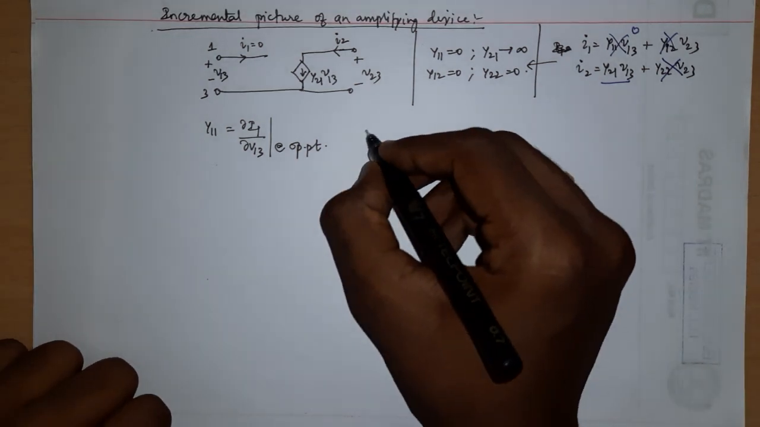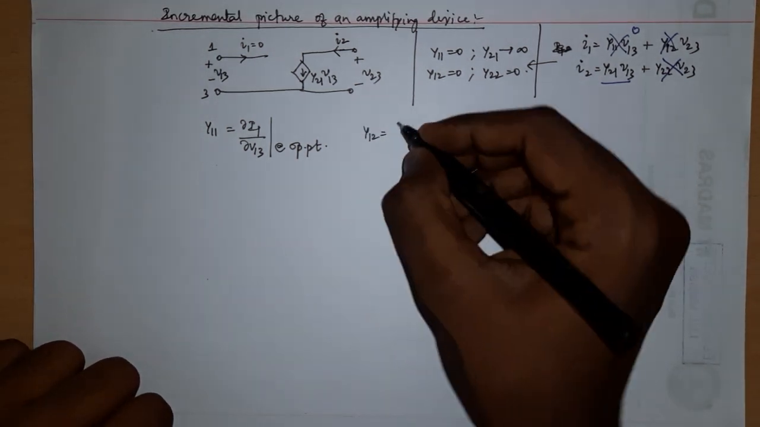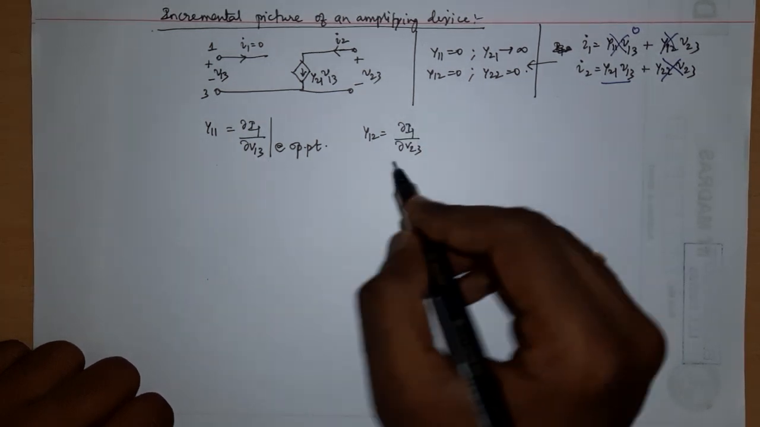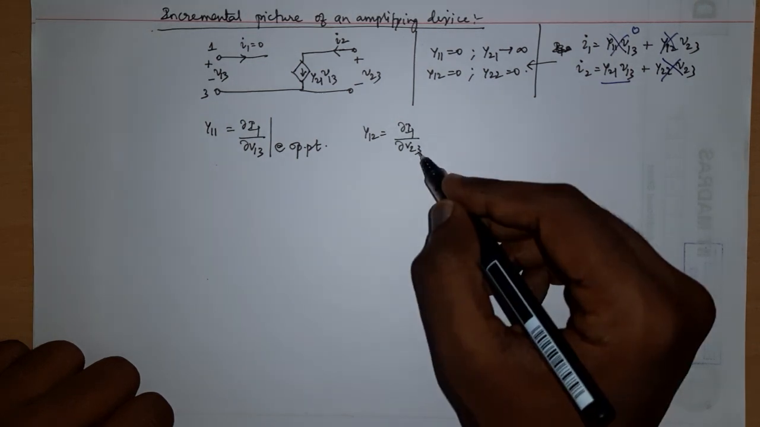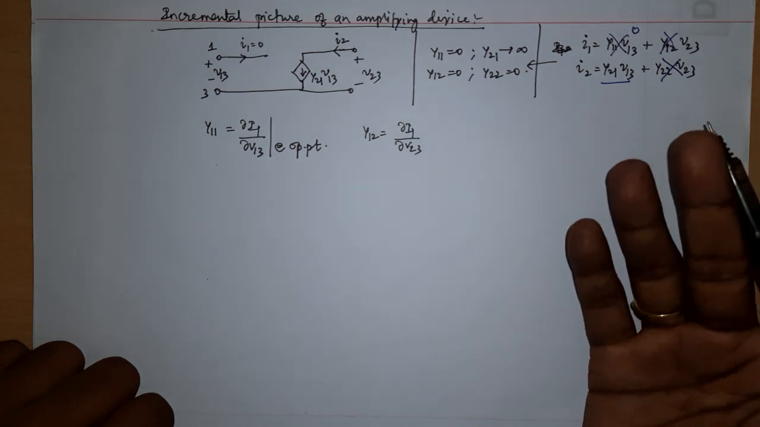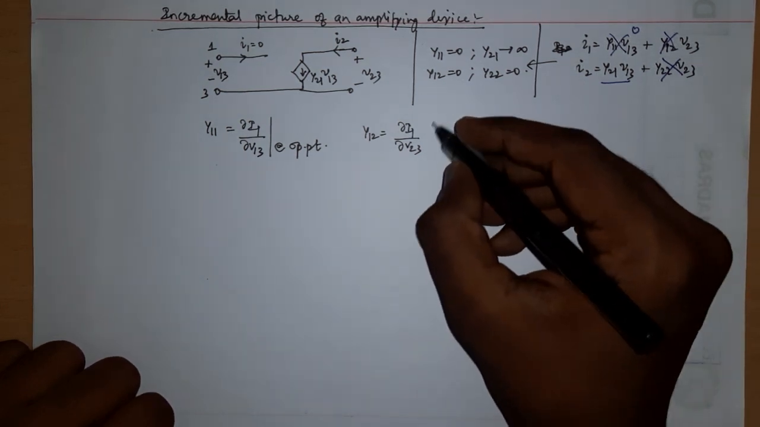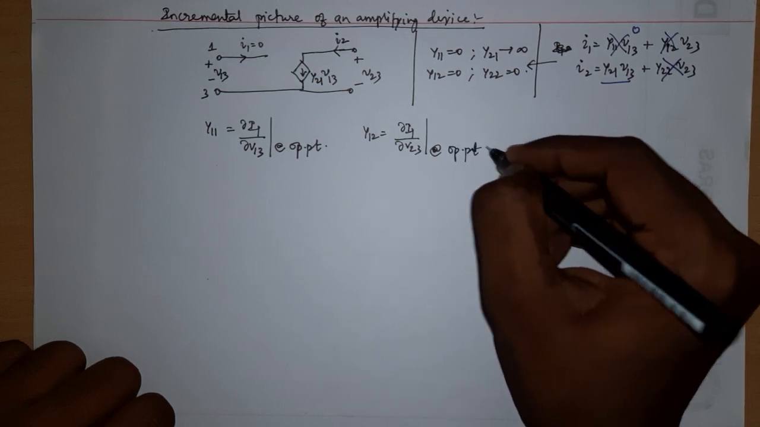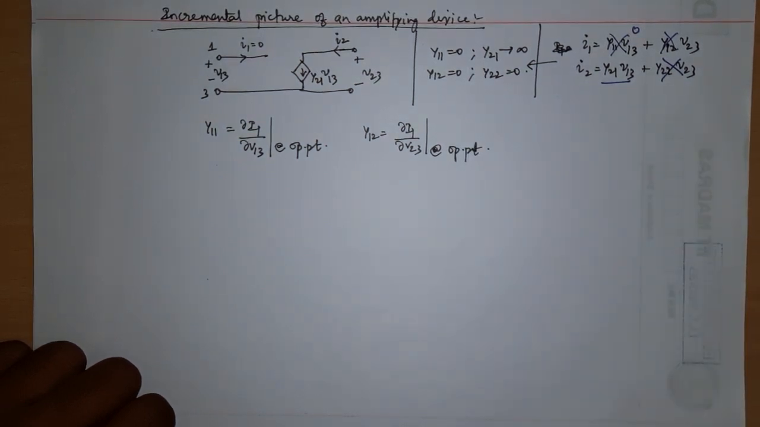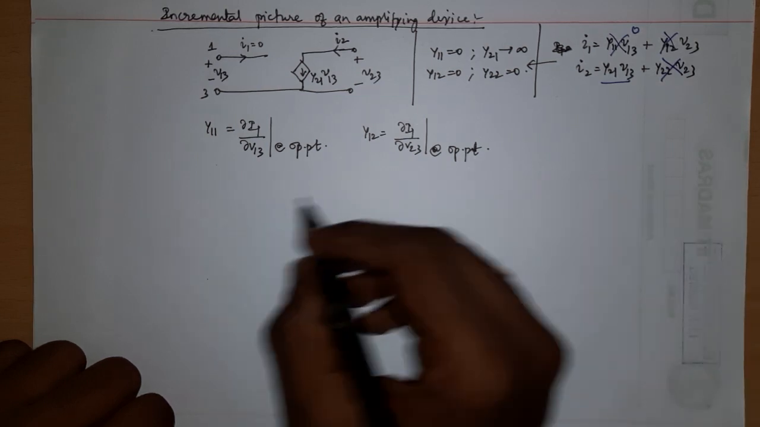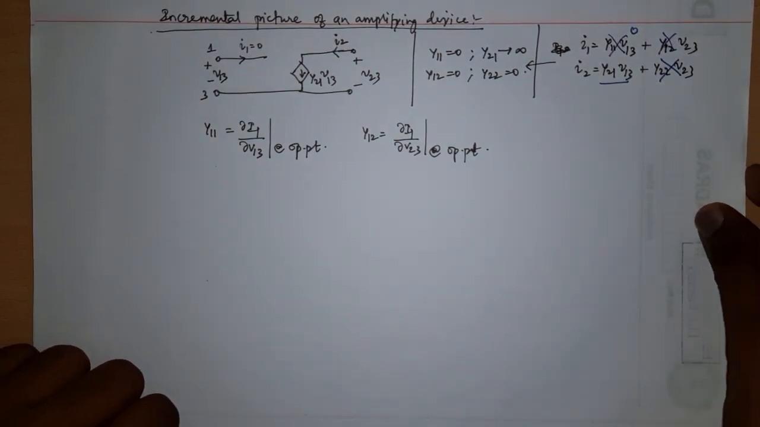Similarly, Y12 is equal to dou I1 by dou V23. I would have written V2 or V1 only there. I would have skipped 3, assuming that 3 is grounded. Now I am trying a generalized case where 3 need not be grounded or 3 need not be 0, at the operating point. By operating point, what I mean is the point at which you operate the device, some DC voltages and currents. That is what we mean by operating point, or the quiescent point, whatever we discussed for the diode, the same thing.